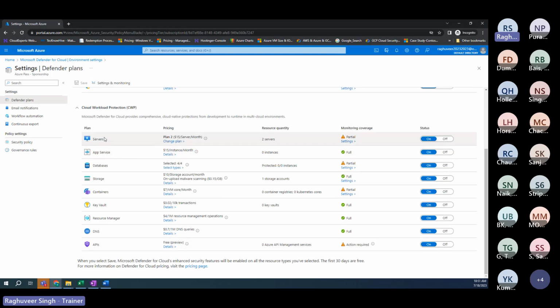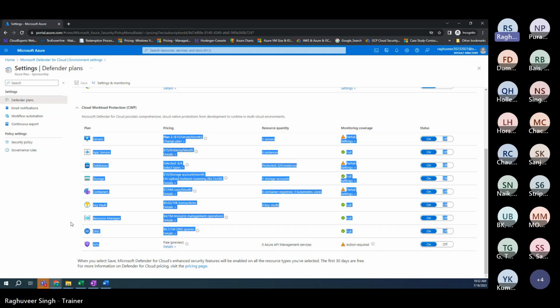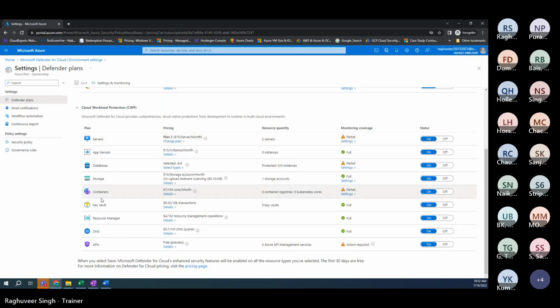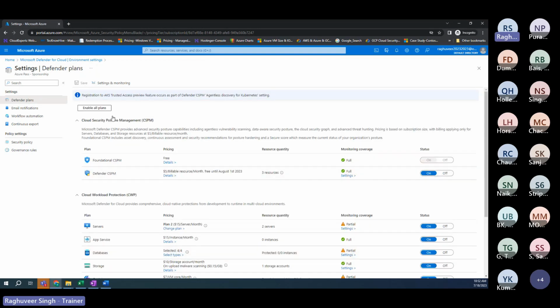Defender can protect your servers. It can protect app services. It can protect databases. It can protect storage accounts. It can protect containers. It can protect Key Vault. It can protect Resource Manager, DNS, API, and Microsoft will continue to add more capabilities to Defender. So this is what all of you need to enable and validate. There is also an option that says enable all plans. You can also click here and it will enable all the plans of Defender by default.